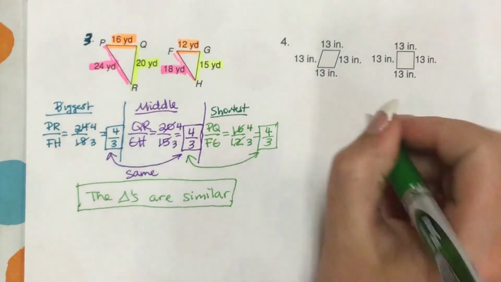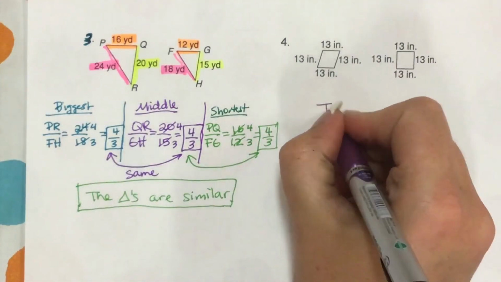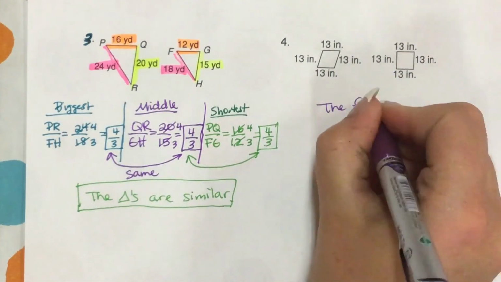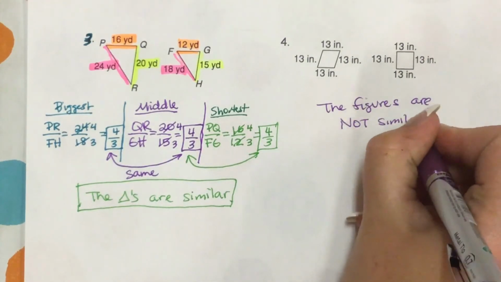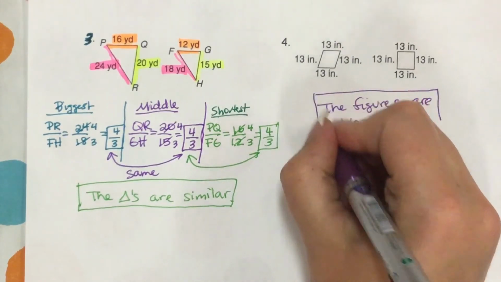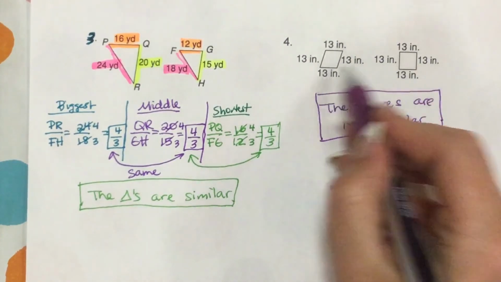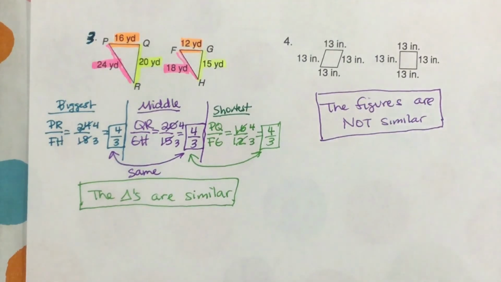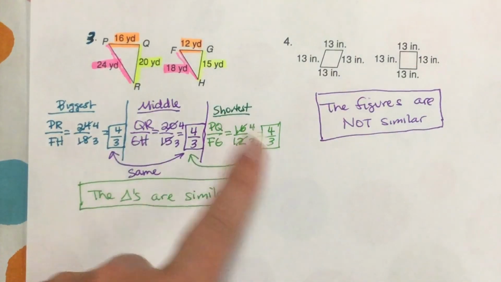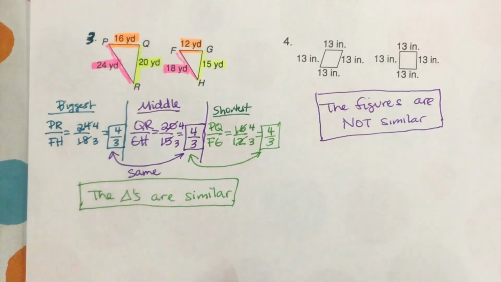So we can say the figures are not similar. And then there we go. So if you're doing these and you see that they're not the same shape, you really don't even need to go any further. You can just say, boom, they're not similar because they're not even the same shape. To be similar, they have to have the same shape, but just different sizes of that shape, which means they have the same ratio when you look at all the corresponding sides like this one right here. So great. All right. We will see you next time.